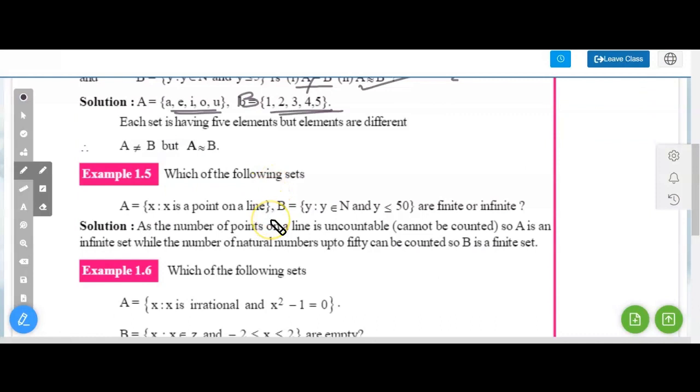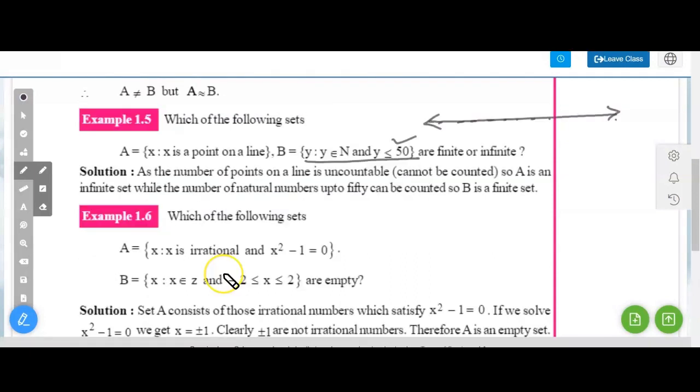Which of the following sets are finite or infinite? A is: X is a point on a line. If you take a line, this is a line which never ends, and it is an extension. So any point on this line cannot be counted. It's uncountable, and this set is countable because it is less than 50.